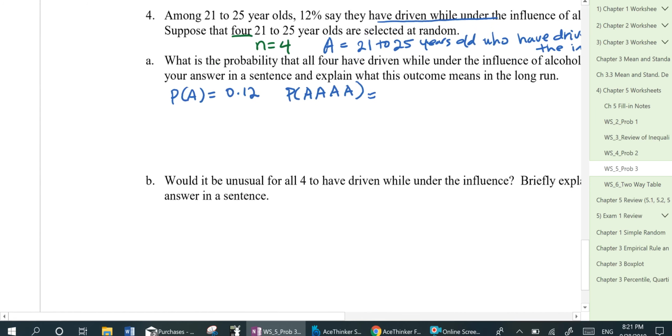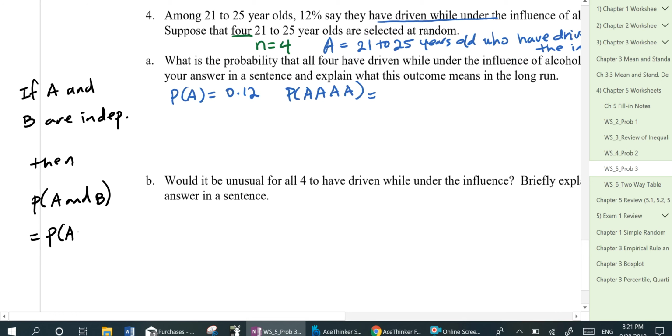So let's recall it. From the probability review, if A and B are independent events, then P of A and B, same thing as P of AB, is equal to P of A times P of B. That's the probability rule here. So let's use that to do our problem. I'm going to find the probability of A times P of A times P of A times P of A, since the events are independent.